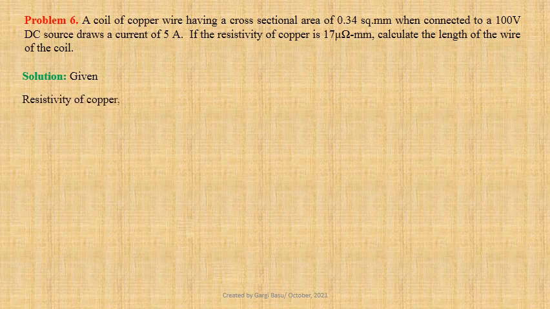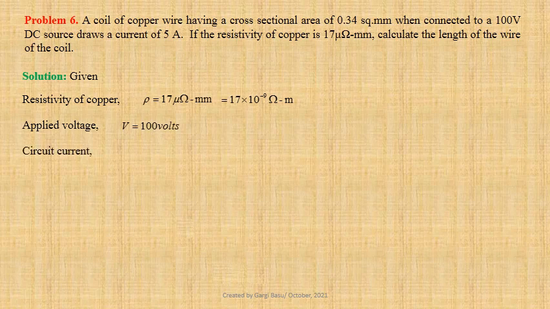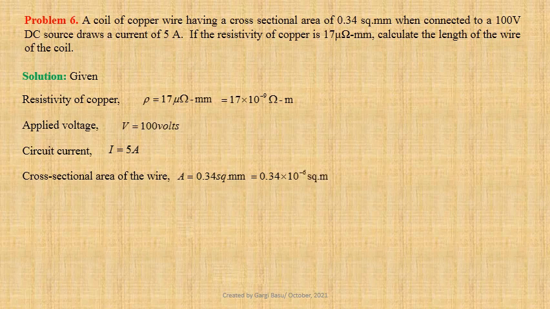Resistivity of copper rho equals 17 microohm millimeters, that is equal to 17 into 10 to the power minus 9 ohm meter. Applied voltage V equals 100 volts. Circuit current I equals 5 ampere. Cross-sectional area of the wire A equals 0.34 square millimeter, that is equal to 0.34 into 10 to the power minus 6 square meter.